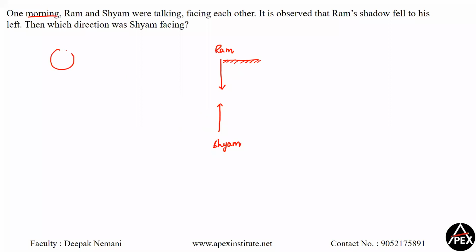So the sun is towards the east. So this will be east, and this will be west. So in that case, this will be south, and this will be north. Now, what was asked in the question? The direction which Shyam is facing. So Shyam is facing this direction. So Shyam is facing south. Clear, guys?